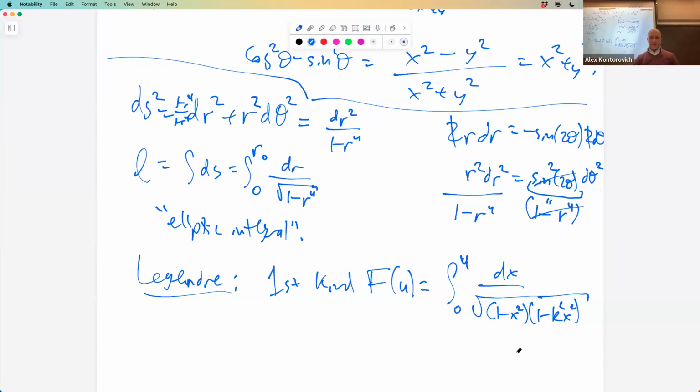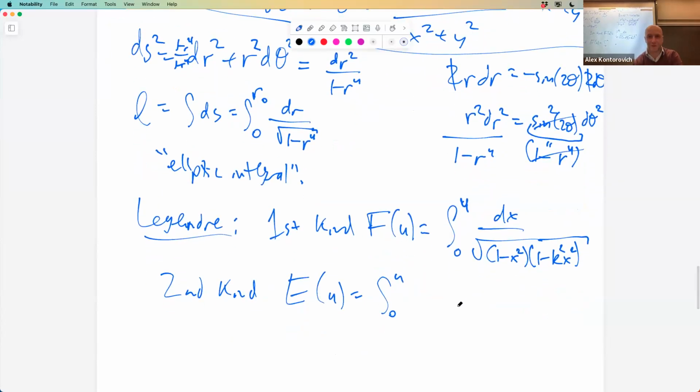Have we seen this kind? Oh, actually, we haven't seen this kind yet. A second kind is called the E function, traditionally. None of this is very important for you to know, just for your general knowledge. It is the integral of 1 minus k squared x squared over the same thing, 1 minus x squared times 1 minus k squared x squared, dx. Have we seen this function? Exactly, right? What is it?